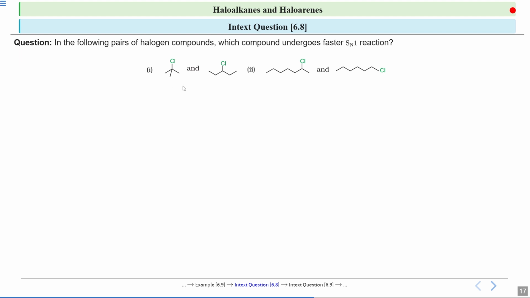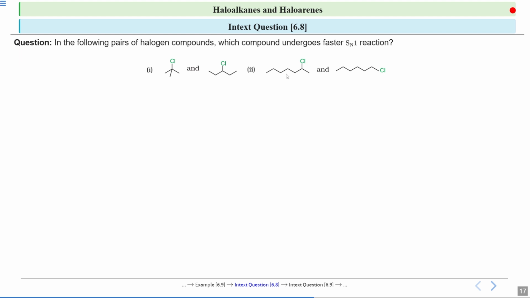say a tertiary alkyl halide. Okay, so chlorine is attached to a carbon, which is attached to 3 other methyl groups. And you have the second structure where chlorine is attached to a carbon, which is attached to 2 other CH2 groups. Okay, so this is, you can say, a stick model where we are representing the alkyl halides.